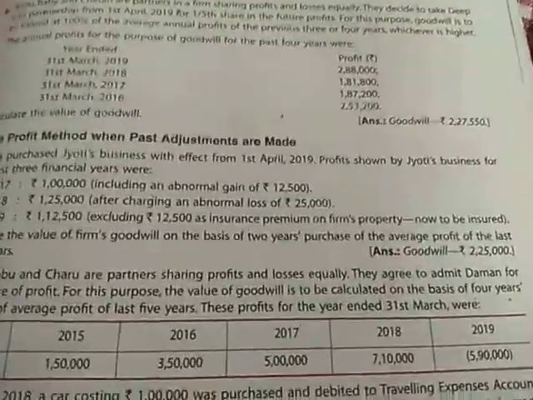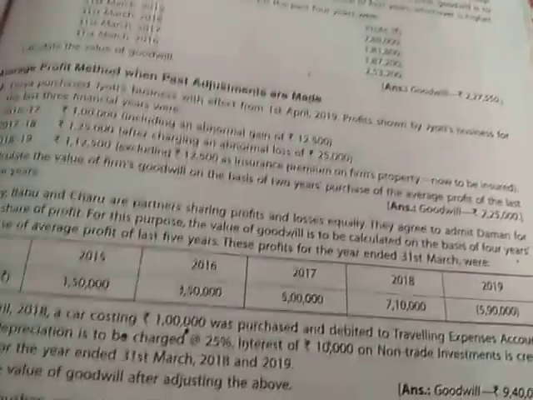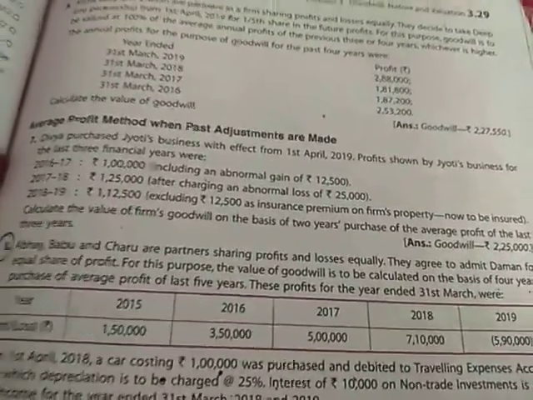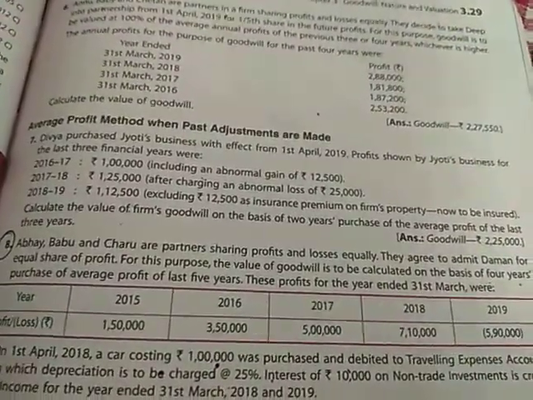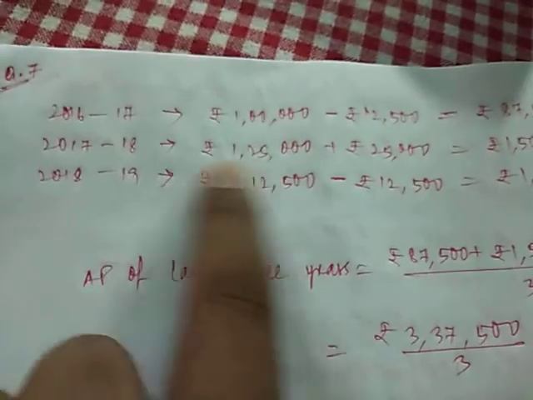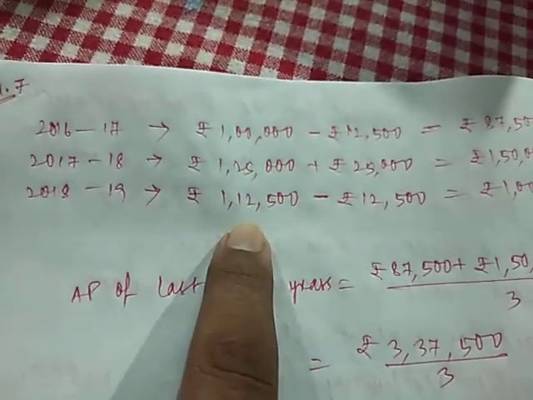So first of all, we'll need to make these adjustments, then we'll find the average profit, and then we'll multiply it with the number of years purchase to get the value of goodwill. So I think you have seen the question quite correctly. Now let us come to the solution. 2016-17 rupees 1 lakh, 2017-18 1 lakh 25,000, 2018-19 1 lakh 12,500.